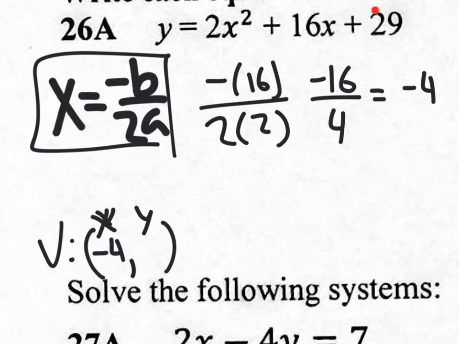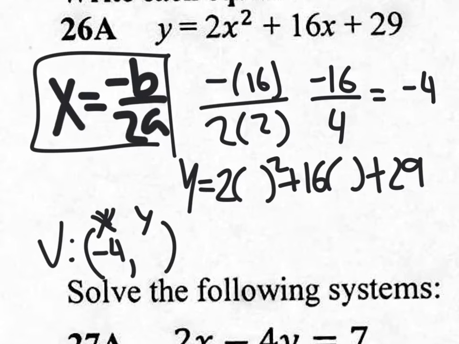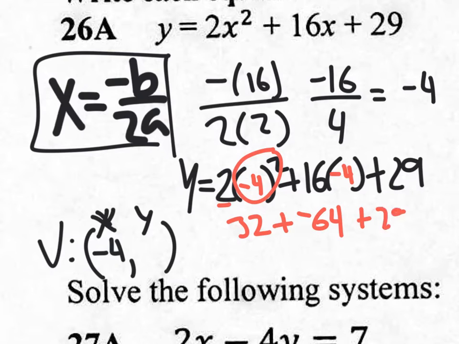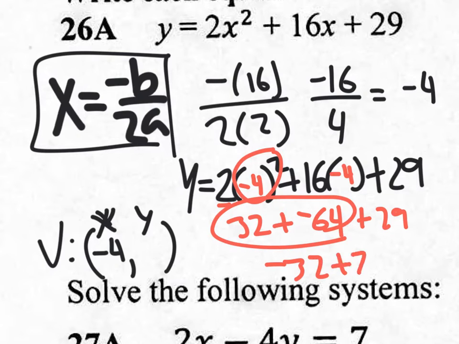So I'm going to rewrite this entire equation, but without the x's, I'm going to put parentheses instead. So we're going to plug the negative 4 into the parentheses. Working on exponents first, that's 16. And then 16 times 2, that's 32. And then 16 times negative 4, that is negative 64. And then plus 29. So you really have negative 32 right here, plus 29, which is, what is that? Negative 3. So your y value is negative 3.